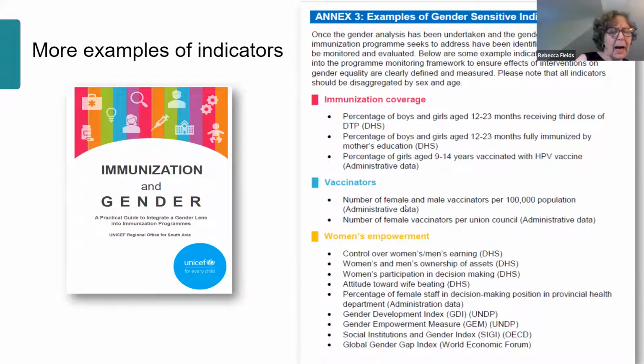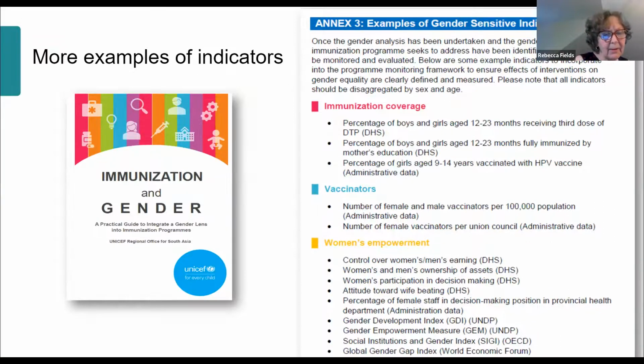Okay, I also wanted to highlight this other document, which you've seen before, this really excellent guide from the UNICEF regional office in South Asia, Immunization and Gender, a practical guide to integrate a gender lens into immunization programs. And this too includes an annex with some examples of indicators. So again, this is just to draw this to your attention.